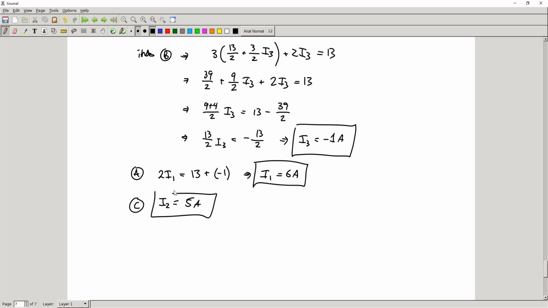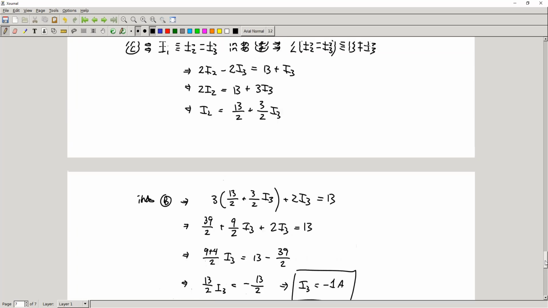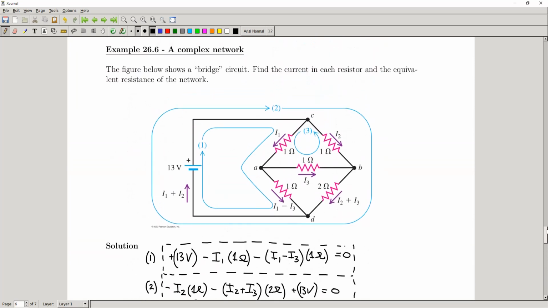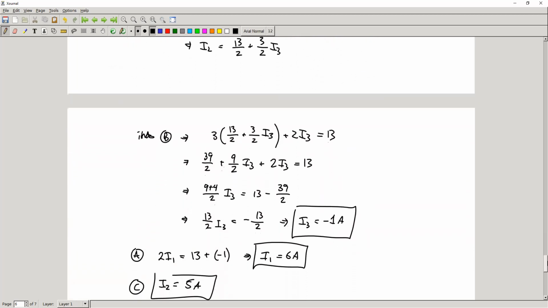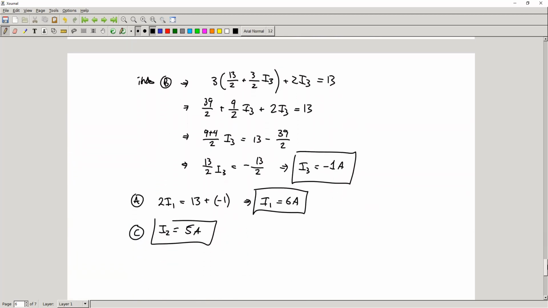We can add combinations of these. So the problem asks us to find the current through each of these resistors. Well, we can just add up those combinations to get the currents through each of these resistors. We know what I1, I2, and I3 are, so we know what I1 minus I3 is and I2 plus I3 is. We can add those up, and you can give me all the currents through all those resistors, right? So we can add those up, and that's fine.